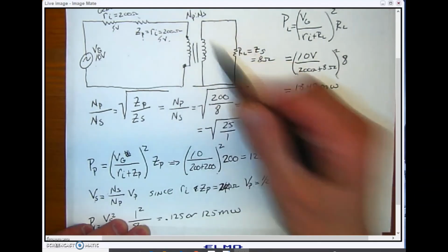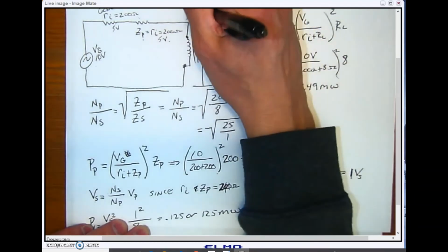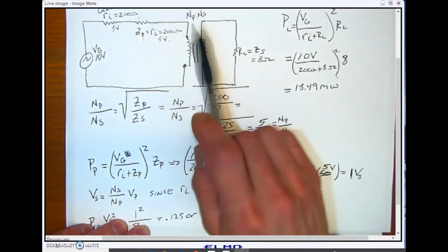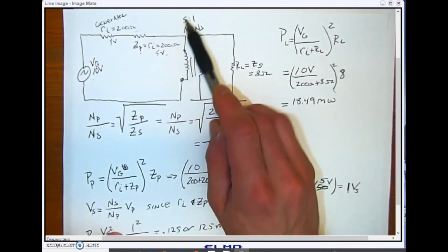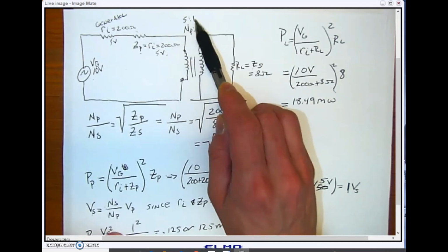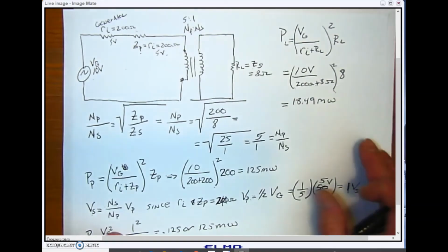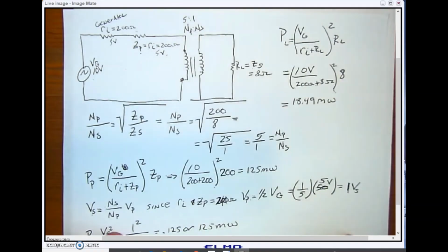This is a step-down transformer because in this case, this is a 5 to 1. Since the 5 is on the left side, this is a good way of looking at it. Since 5 is on the left side and 1 is on the right, we know this is going to be a step-down transformer. If it was reversed, it would be a step-up transformer.